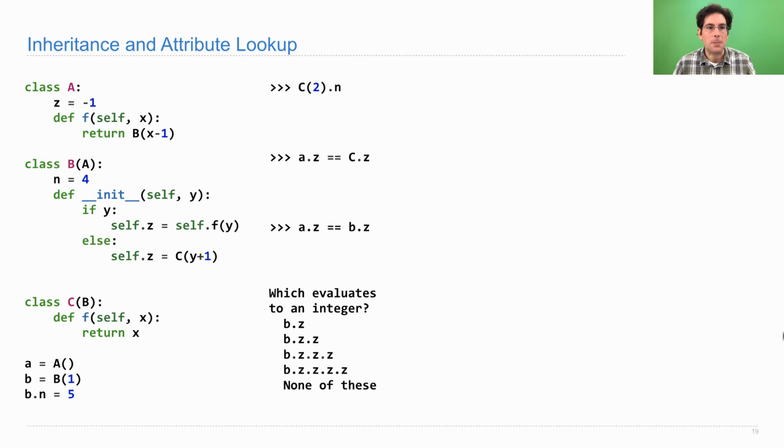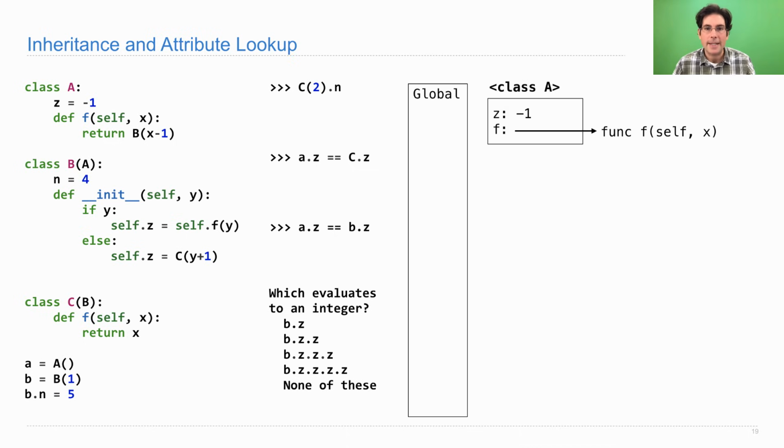In order to solve a problem like this, you need to figure out what happens when you execute these three class statements and then these three assignment statements. Let's take a look. When you execute class A, you create a new class. A class is like any other value in the sense that it can be assigned a name, and the name that it gets assigned in the global frame is capital A, because that's the name that we gave it.